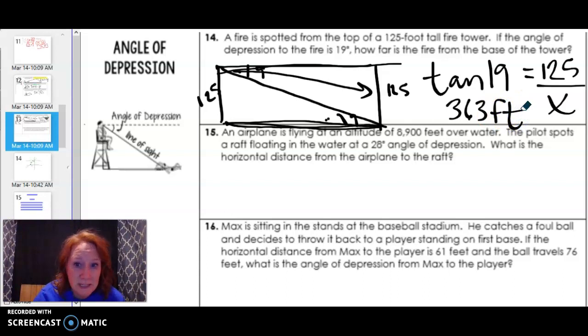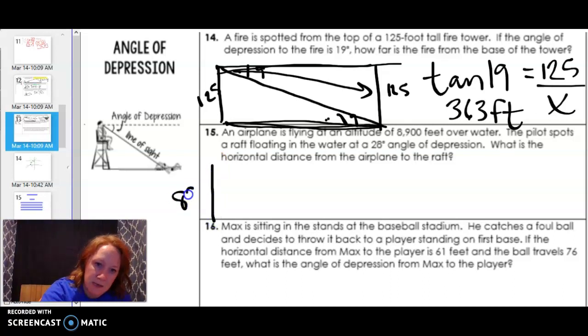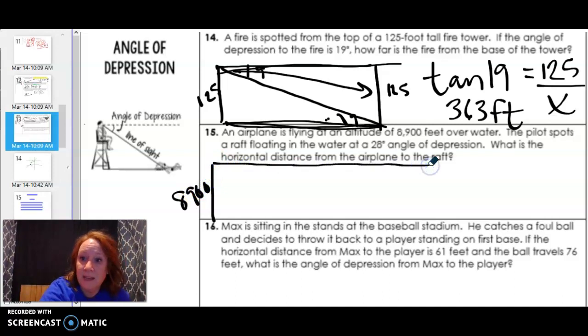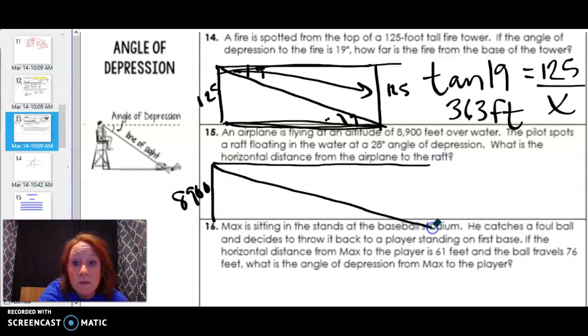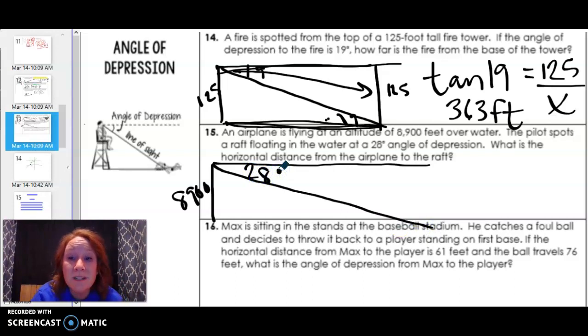Right, an airplane is flying at an altitude of 8,900 feet over the water. So 8,900 feet. The pilot spots a raft floating in the water at a 28-degree angle of depression. What is the horizontal distance of the airplane from the raft?